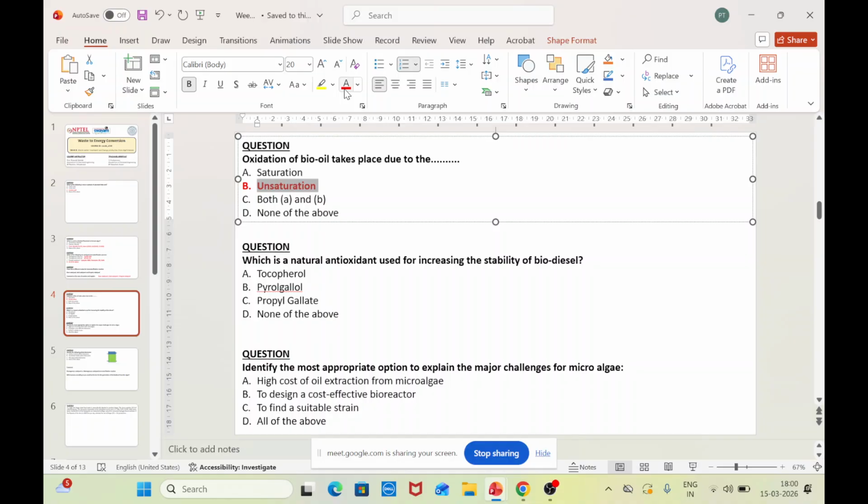Is it tocopherol, pyrogallol, or propyl gallate? Two of them are synthetic and one is natural. Any answers?